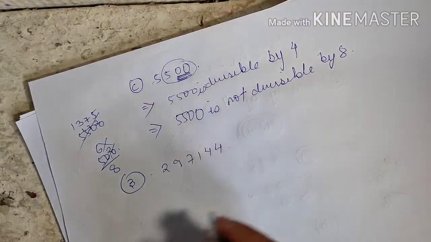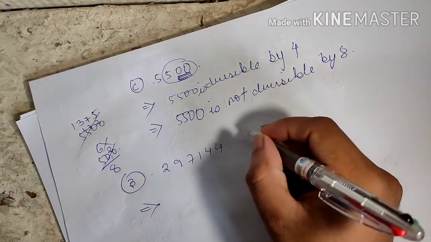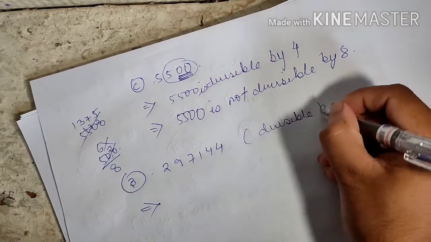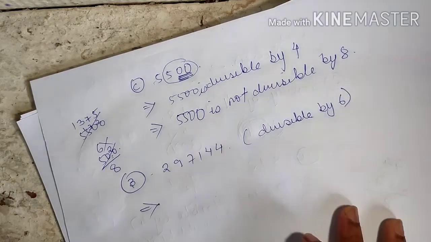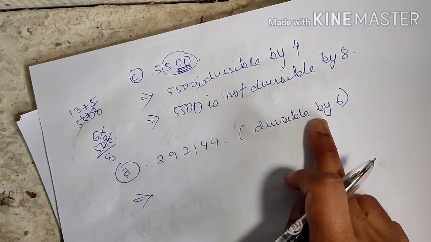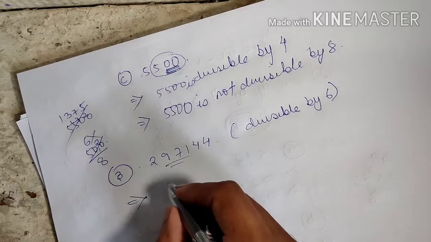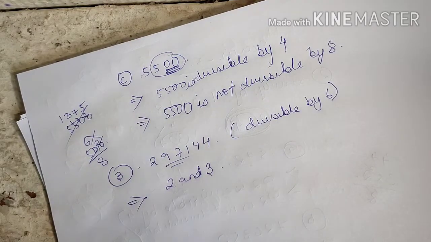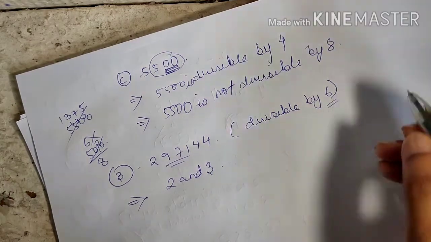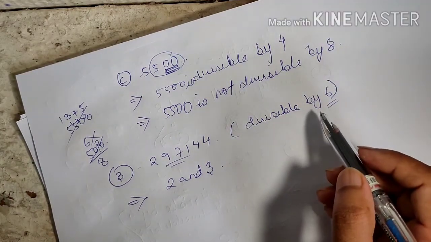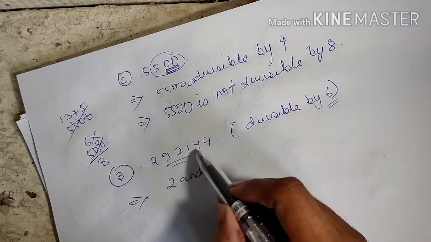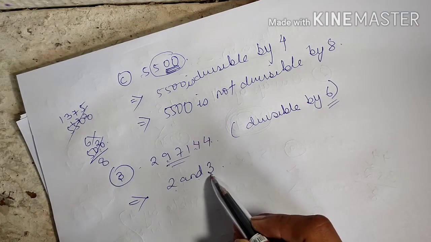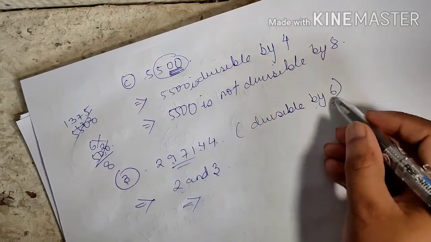297144. We have to check whether it is divisible by 6 or not. I have already explained that a number is divisible by 6 if it is divisible by both 2 and 3. If this number is divisible by both 2 and 3, then you will say that yes, it is divisible by 6 as well.